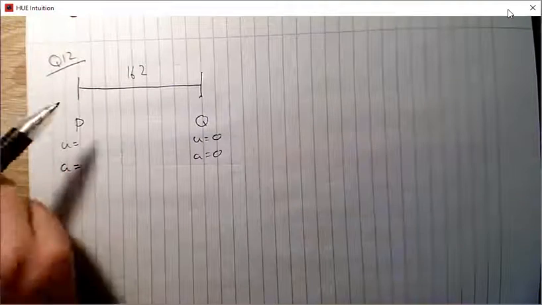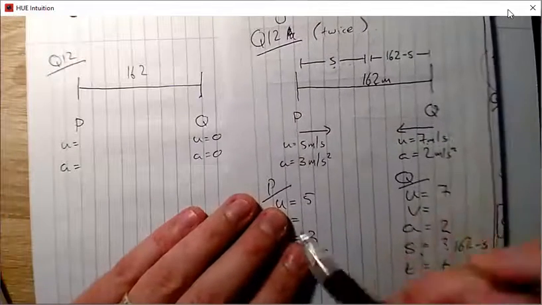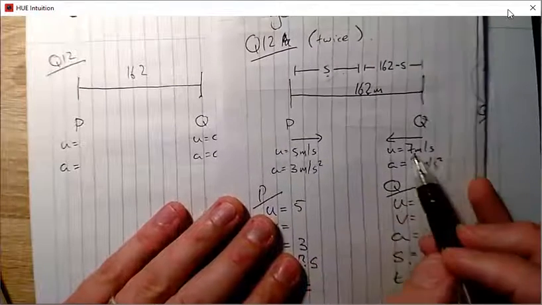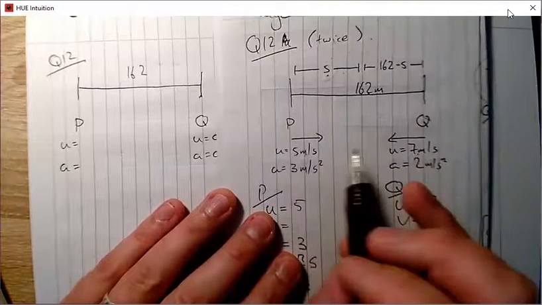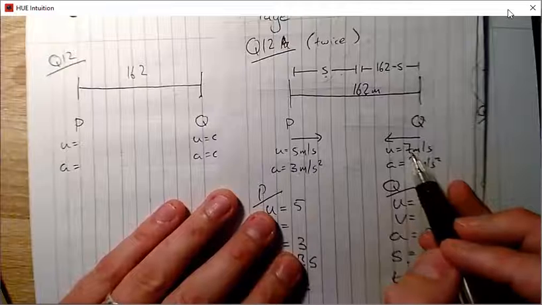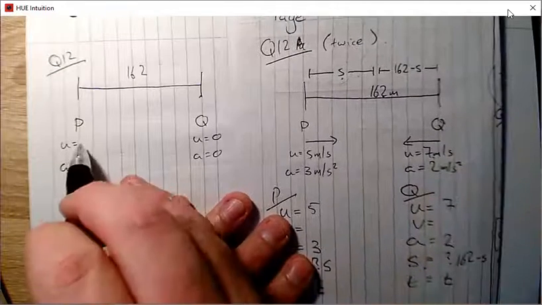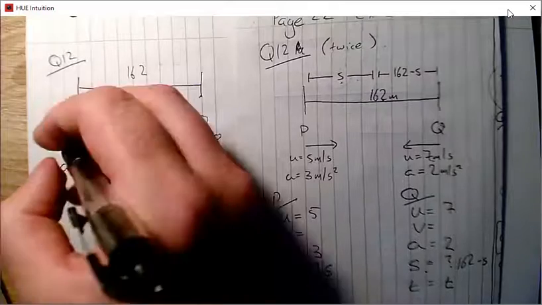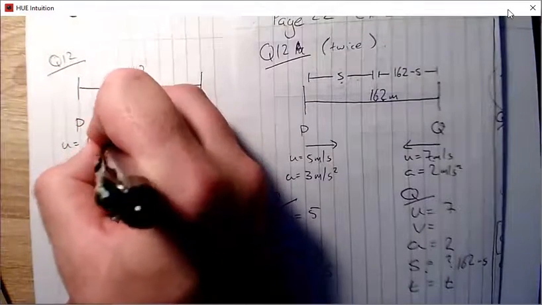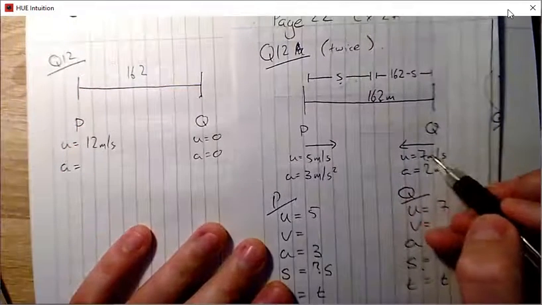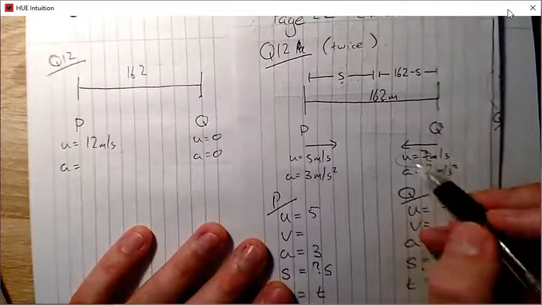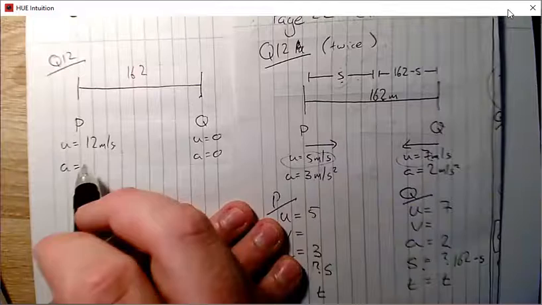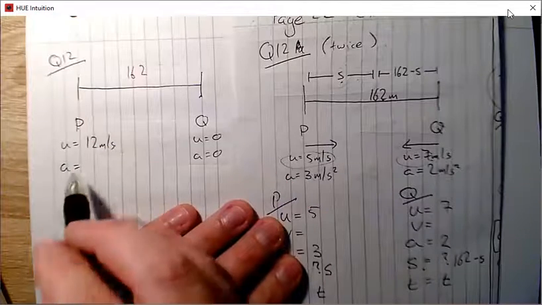If we come back to our old diagram, if P is initially moving towards Q at 5 meters per second, and Q is moving towards P at 7 meters per second, then Q will perceive that P is really coming towards it at 12 meters per second. It thinks, geez, this guy is really flying at me, because it has its speed and his speed is the combined speed. That's called the relative speed. So that's the speed of P relative to Q is 12 meters per second.